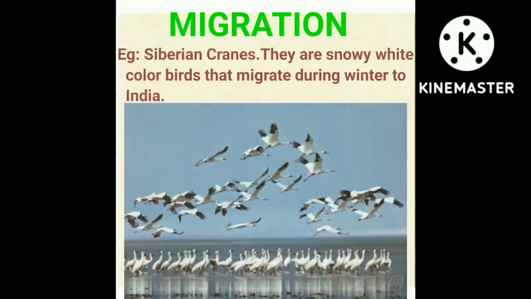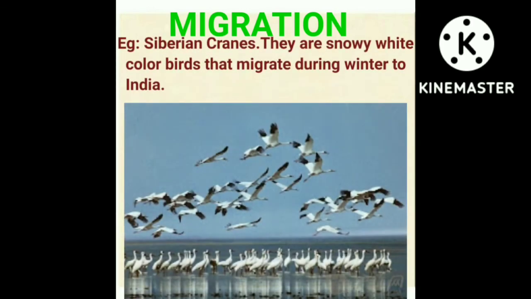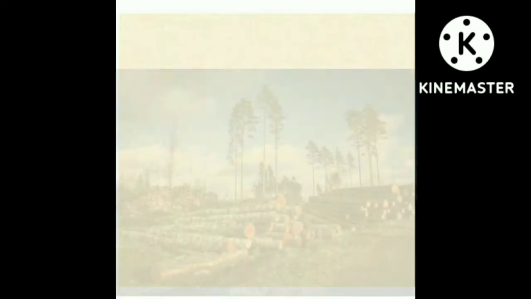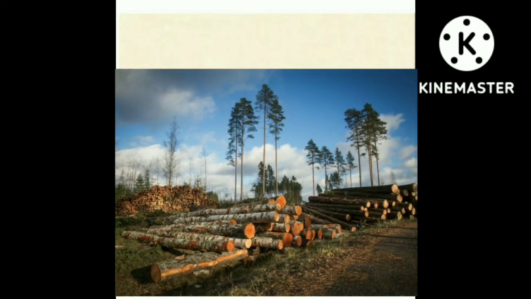For example, Siberian cranes. They are snowy white colored birds that migrate during winter to India because in Siberia it becomes very cold and food becomes scarce. Therefore, they migrate to India in search of better living conditions. So, we saw how the government has established certain areas like wildlife sanctuaries and national parks to conserve the forest as well as wildlife. So, how can we help in conserving the forest?